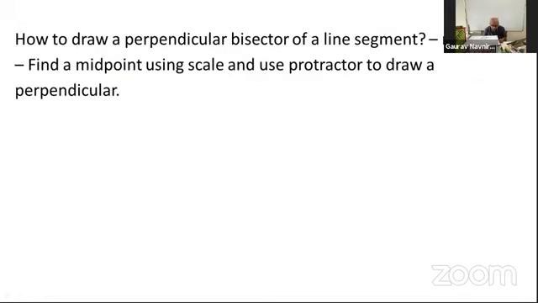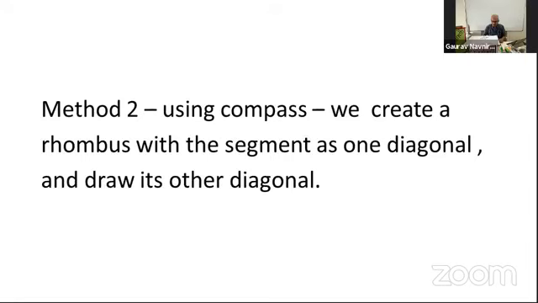Next slide, 22. Method 2, using a compass, we create a rhombus with the segment as one diagonal and draw its other diagonal. Slide number 23. So that's what we did. Okay, let's do that exercise now on the piece of paper.